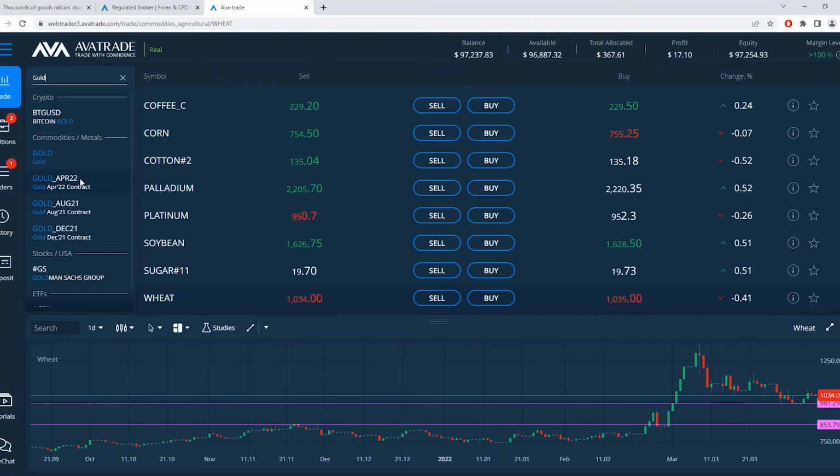So the same with crude oil. You see crude oil listed, crude oil without a date. That means it runs indefinite. If you trade on crude oil that's listed with a date, then those expire because those are futures contracts that expire.